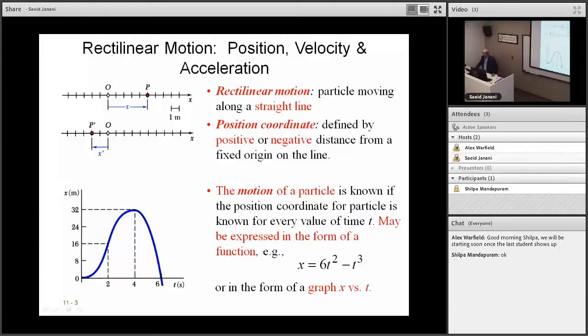Okay, talking about motions. Motion could be rectilinear. Then we're going to talk about position, velocity, and acceleration. Rectilinear motion: if a particle is moving along a straight line, we call it rectilinear motion. Position coordinate is defined by positive or negative distance from a fixed origin on the line. The motion of a particle is known if the position coordinate for the particle is known for every value of time. So we can express that in the form of a function.